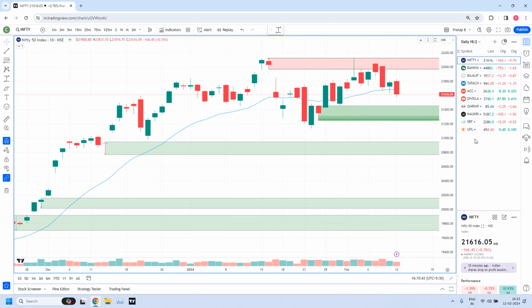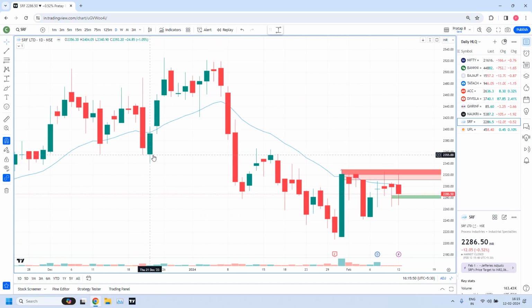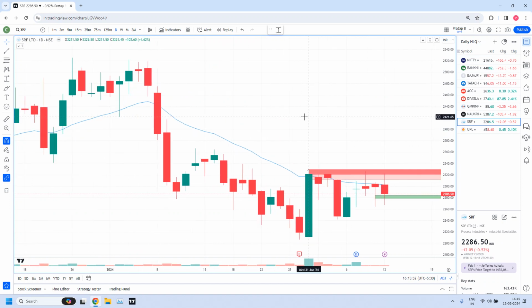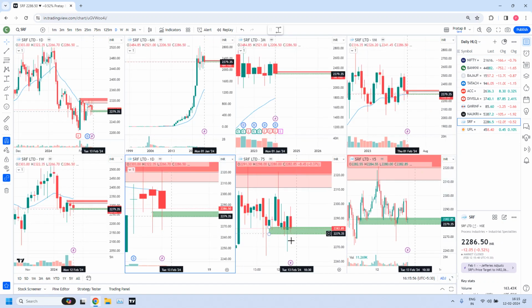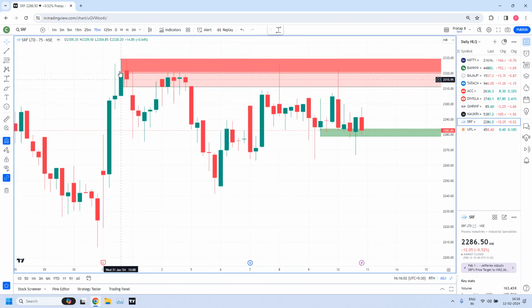The first one is SRF. SRF is a 75 minutes supply zone. So let me go to the 75 minutes time frame. See, this is a rally base, the drop candle. That is the ERC candle.